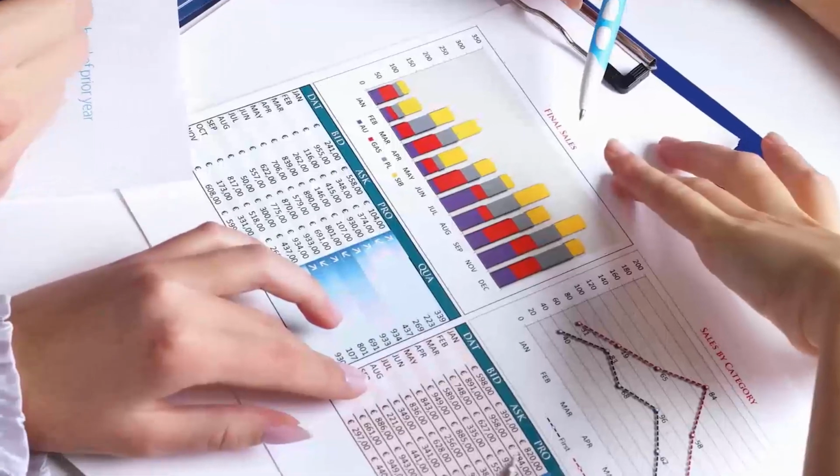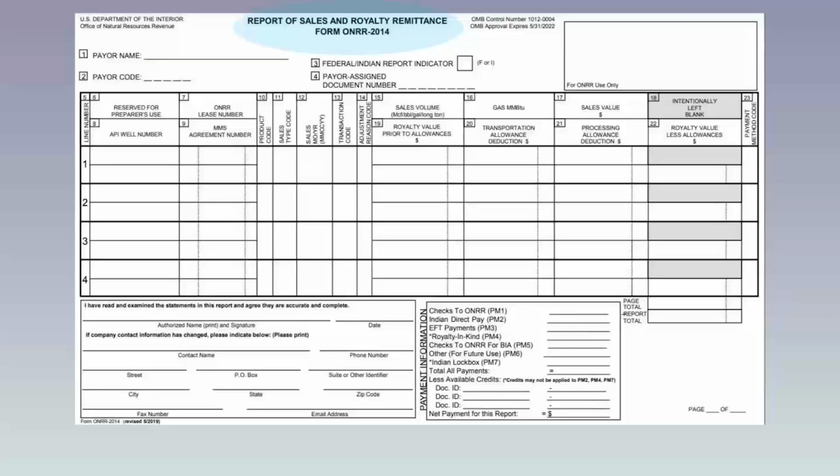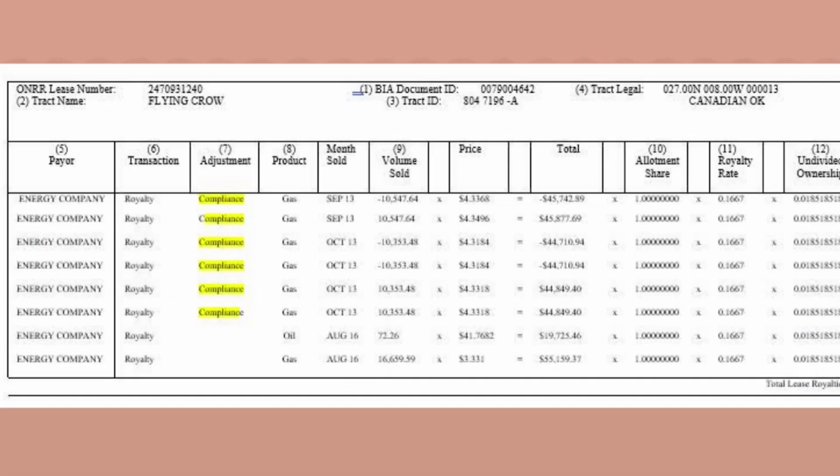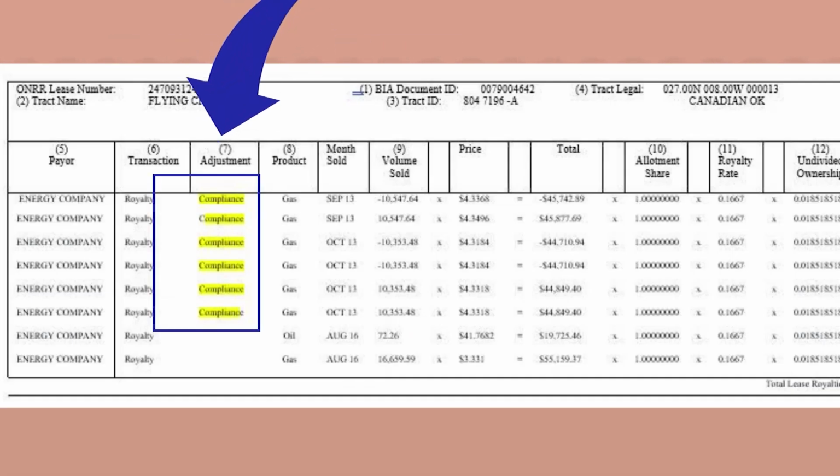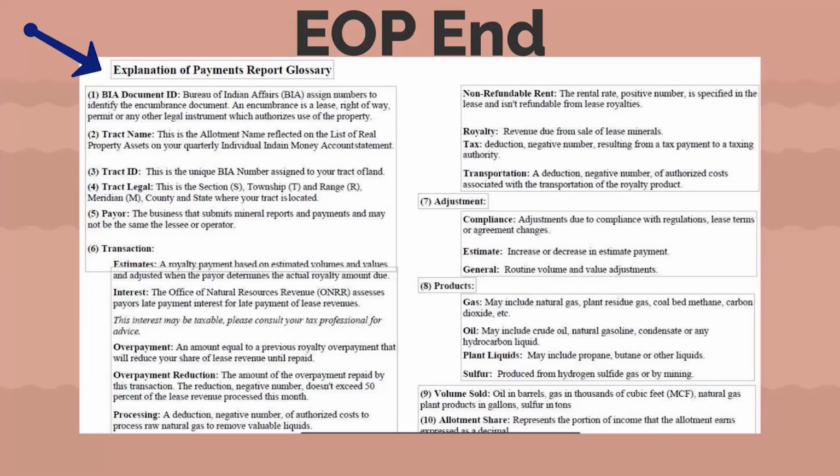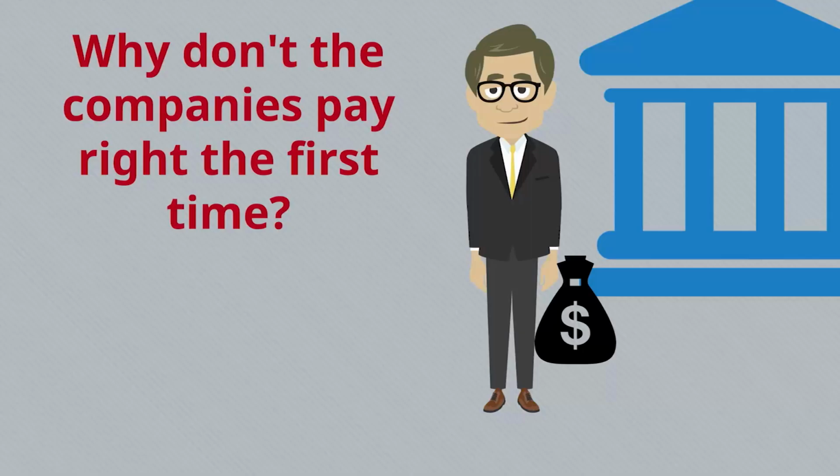Oil and gas companies report these amounts to Honor as part of their royalty payments, using the Report of Sales and Royalty Remittance Form, ONRR-2014. The adjustment reason is listed in column 7 of your EOP statement. The explanation for the adjustment reasons is listed at the end of your EOP.